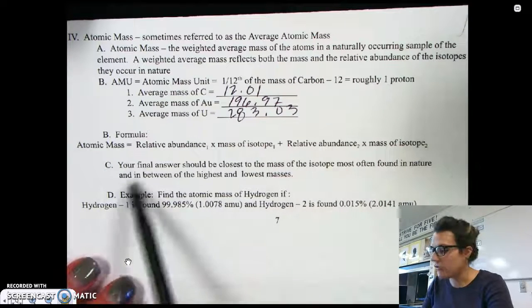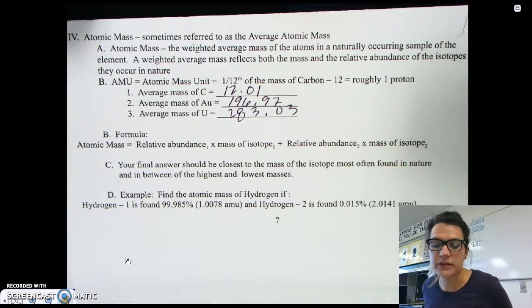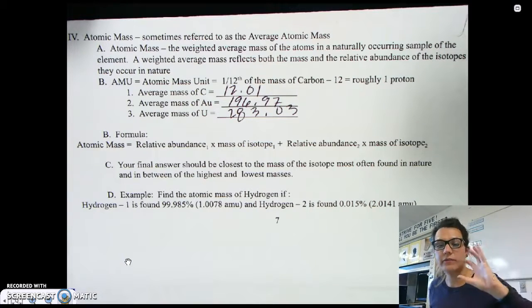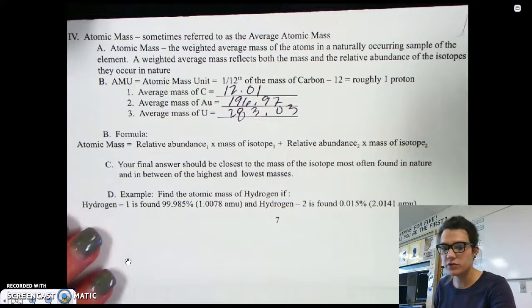Okay? Your final answer should be closest to the mass of the isotope that occurs most in nature. Now that makes sense. If I have something that weighs 6 and I have 75% of it that occurs in nature, I would expect my average mass to be closer to 6 than whatever percentage was for the other mass number. Okay? So let's look at an example.